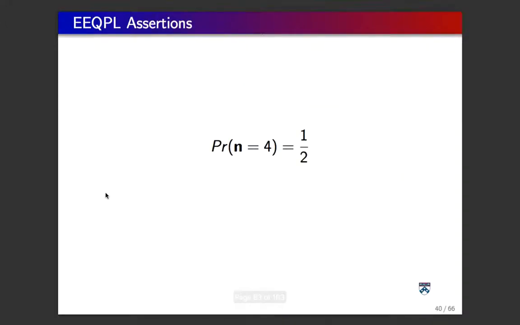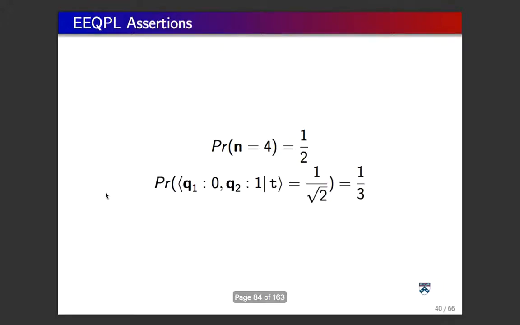So what do our assertions look like? We have these simple assertions of the form that we've seen before, probability that n is 4 is 1/2 maybe. But we also have assertions about states. And what we're saying is that the amplitude here of the part of the matrix where Q1 is 0 and Q2 is 1 is equal to 1 over square root of 2 with probability 1/3. So this middle term is the amplitude, and this outer term is the probability of that amplitude.